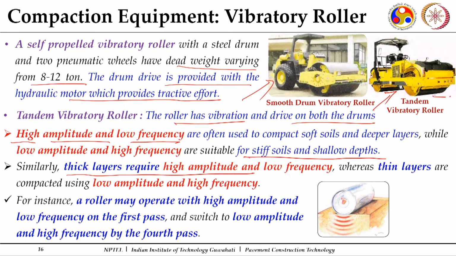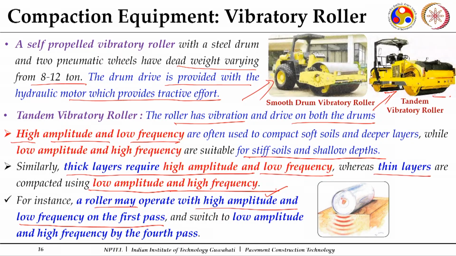Similarly, thick layers require higher amplitude and low frequency compared to thin layers, where you require low amplitude and high frequencies. So, this is an additional advantage. This helps us to compact to a greater depth and to a uniform density and in a shorter period of time. For instance, a roller may operate with high amplitude and low frequency. Initially, for example, in the beginning when the soil mass is loose, I will prefer to go with a high amplitude and a low frequency.